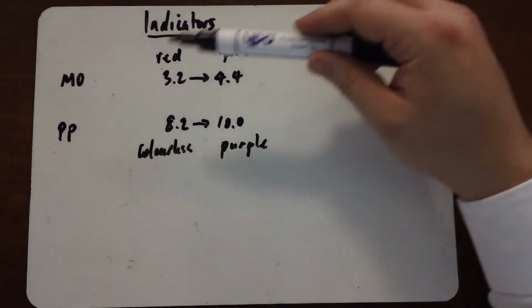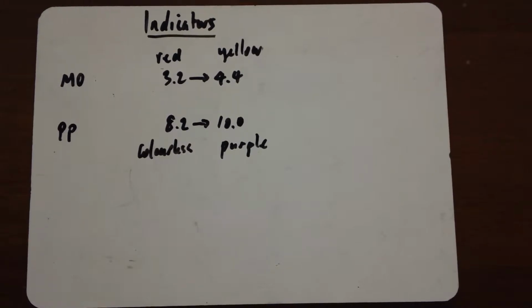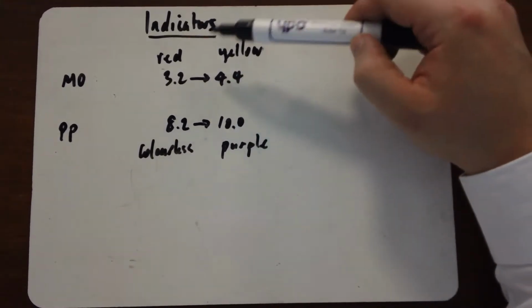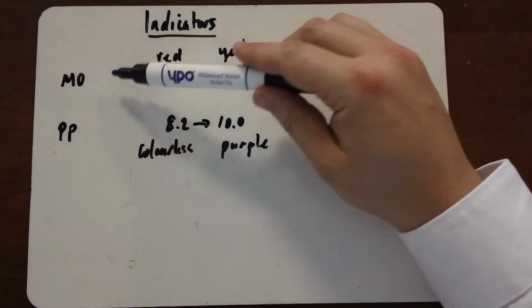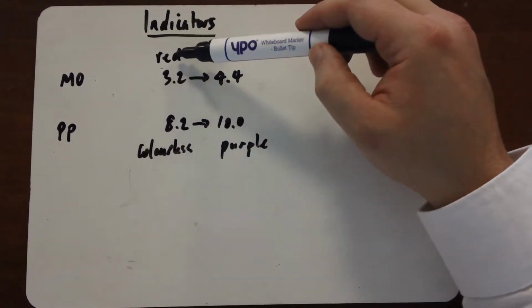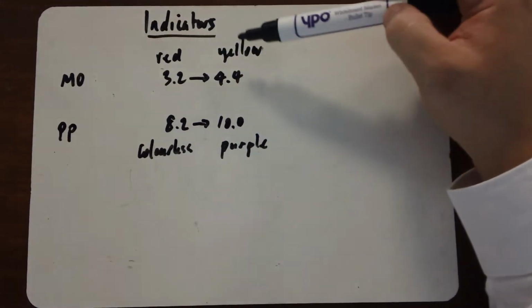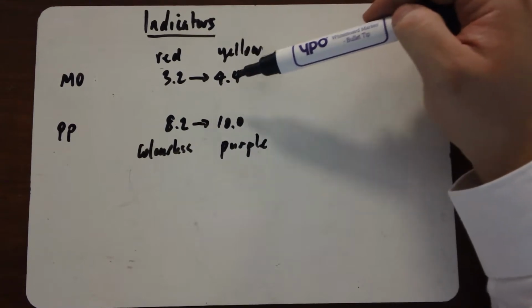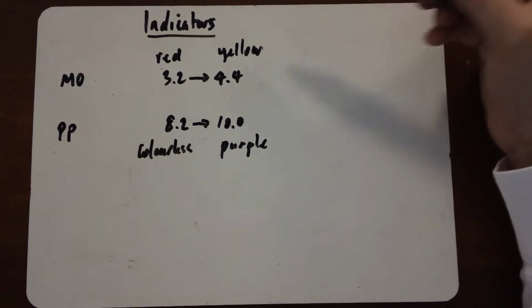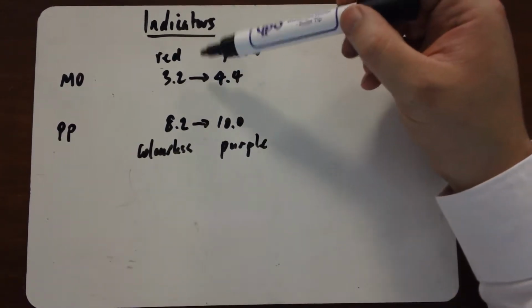For example, here we're given a choice of two indicators: MO methyl orange and phenolphthalein PP. In acidic conditions, anything lower than 3.2 pH, the methyl orange appears red. Now, the same chemical, methyl orange, when you increase the pH, or you go above 4.4, it becomes yellow, and the end point is an orange colour.